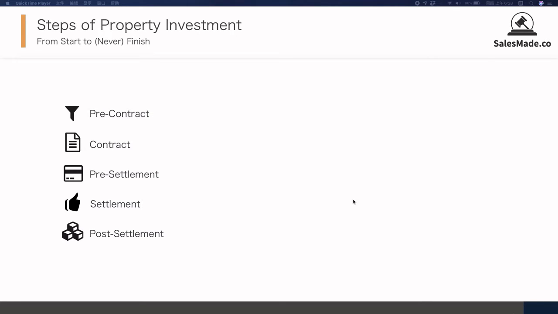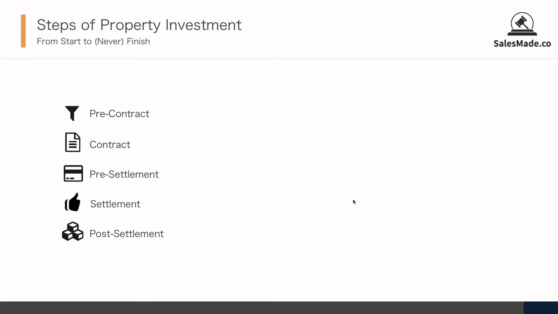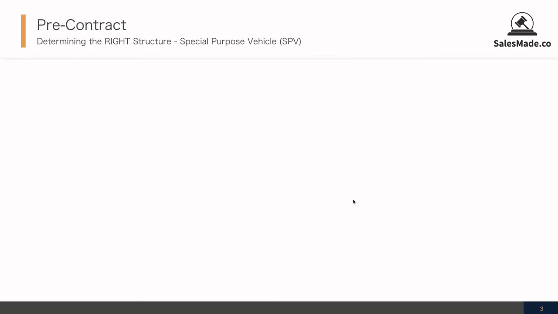So first of all, let's look at pre-contract. Now, as we said, one very important part of pre-contract is determining what structure or special purpose vehicle, or SPV, or the right structure that as a buyer you want to hold your property under. There are three main ways, and we'll look at each of them, as well as their risks and benefits. First of all is owning the property under your own name.